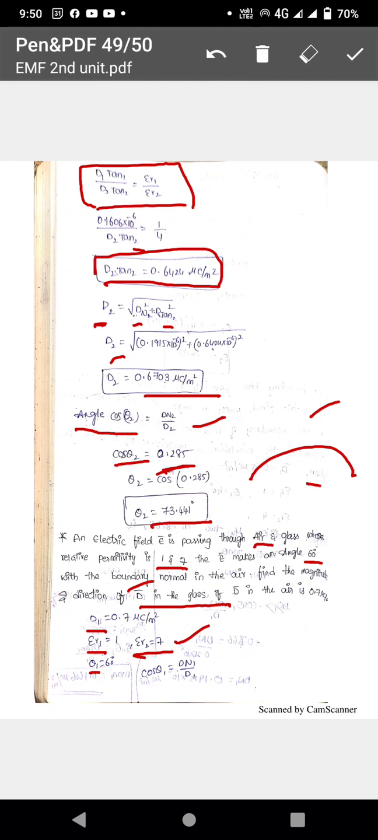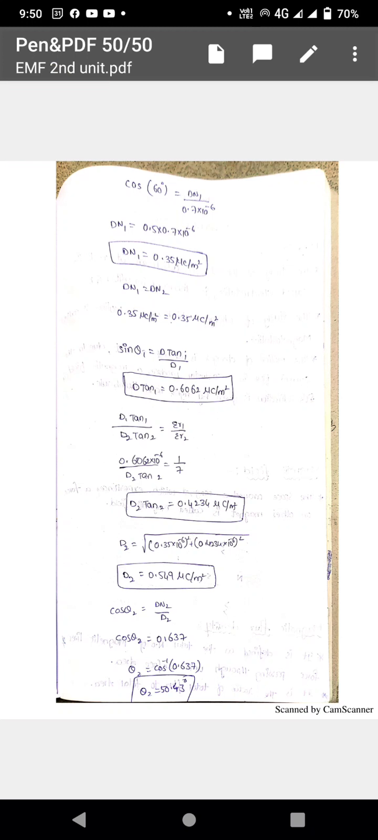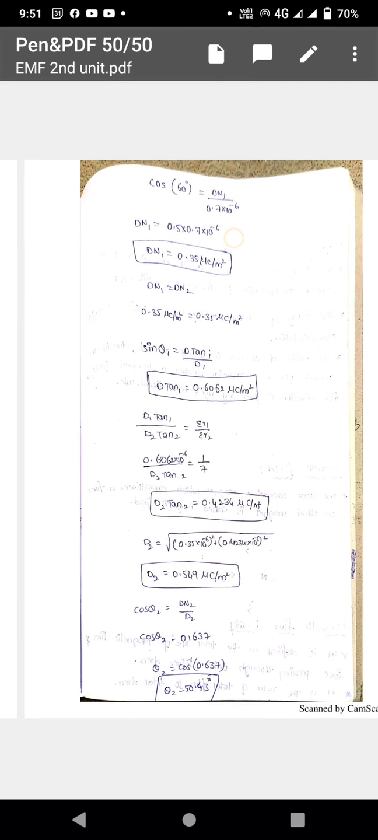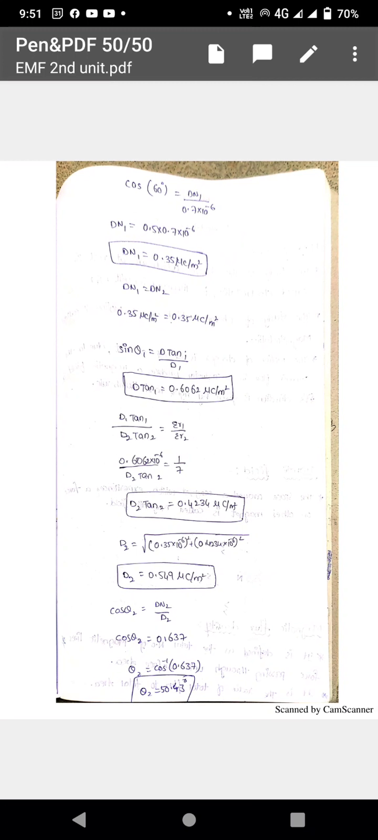From the relations, cos theta 1 equal to Dn1 by D. Cos 60 degrees is Dn1 by 0.7 into 10 power minus 6. Therefore, Dn1 equal to 0.5 times 0.7. If you substitute, you can calculate Dn1 as 0.35 microcoulomb per meter square. That is Dn1 equal to Dn2. We can write Dn1 equal to Dn2 like this, 0.35 microcoulomb per meter square.